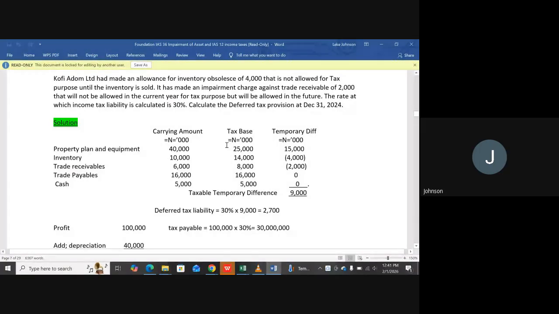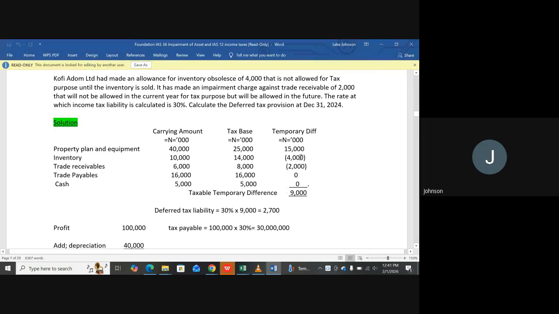So let the carrying amount be listed first. You now compare your carrying amount to the tax base, the difference. So when you press your calculator, you say 40 minus 25, you are going to get 15. It's positive. The next one, you say 10 minus 14. You're obviously going to get a negative figure, okay? So negative 4,000. Then the next one, we say 6,000 minus 8,000. You're going to get a negative figure. Then 16 minus 16 is 0. 5 minus 5 is also 0.